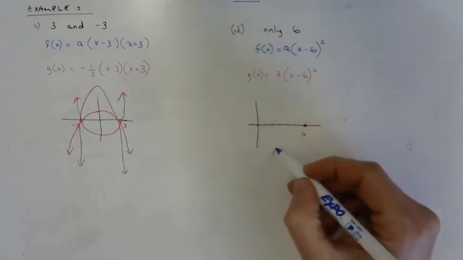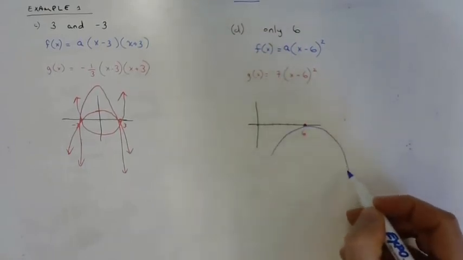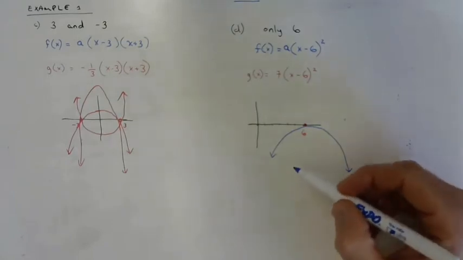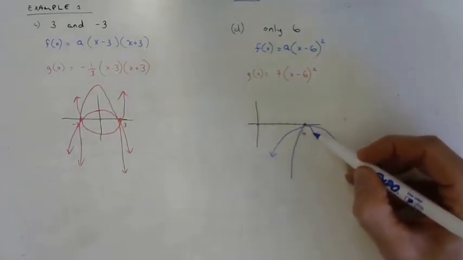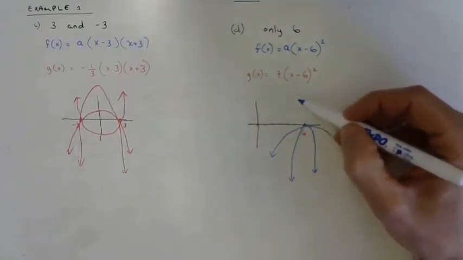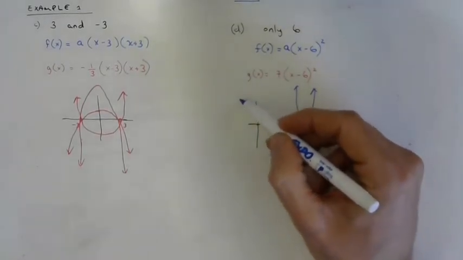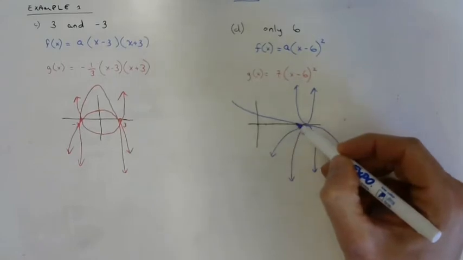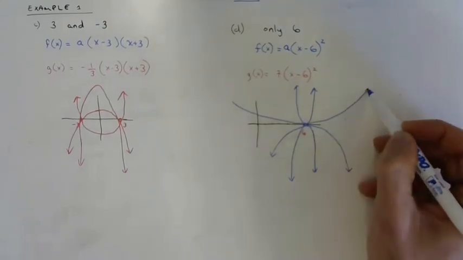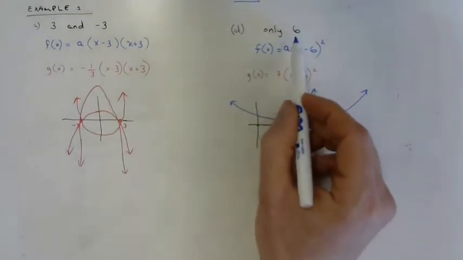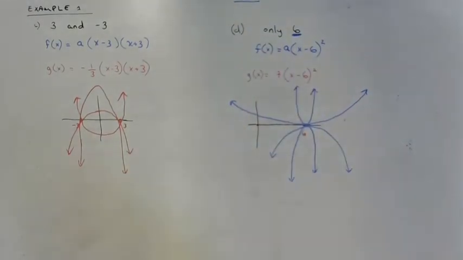So any quadratic that touches the x-axis at x equals 6 is a part of the family. It might be fat and upside down. It might be skinny and upside down. It might be skinny and right side up. It might be super duper fat and right side up. As long as it has the same root, as long as it touches the x-axis at x equals 6, it's a part of the family.